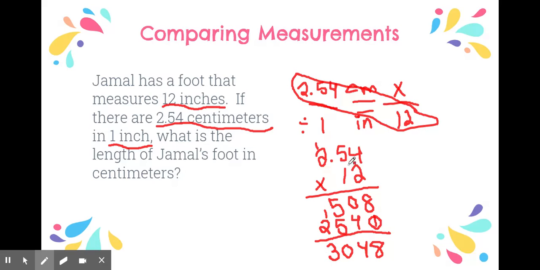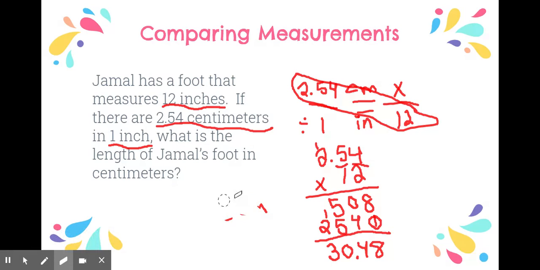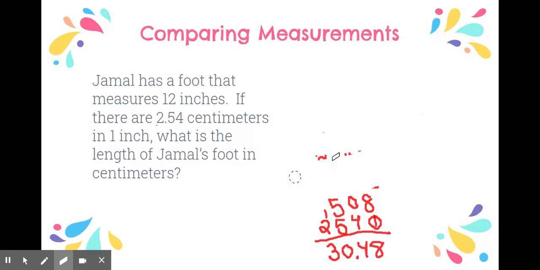But that's not the answer because if we look at it, there are two numbers after the decimal. So I need to put two numbers after the decimal place. So the answer would be 30.48 centimeters would be how long his foot is in centimeters if it was 12 inches long. So we're going to do one more example, and then you will be working on your assignment for today.